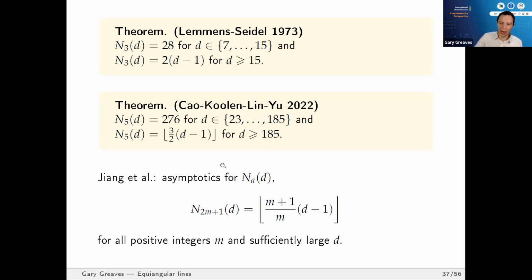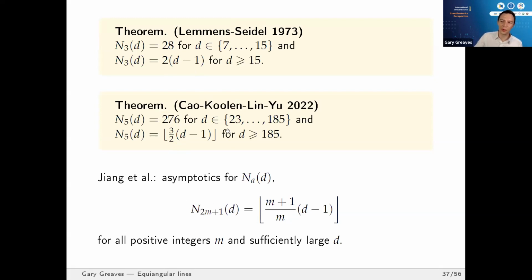And recently, the asymptotics were figured out. So there's a nice pattern here. You have 2 here, then 3/2, and then the next one will be 4/3. In general, if you have n of 2m plus 1 and d is large enough, for any fixed m you can show that this is equal to the floor of (m plus 1) over (m times d minus 1). So you get this kind of band.